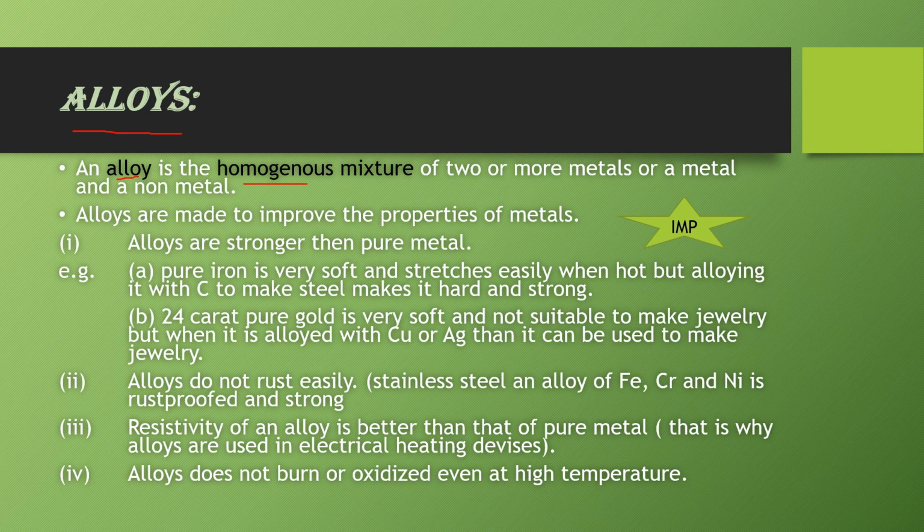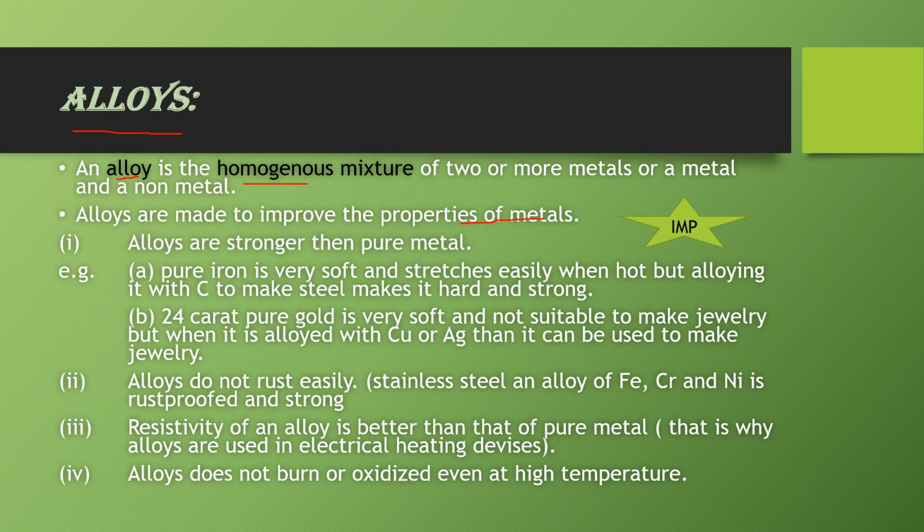To make alloys, what do we do? First we melt the metal, and in molten state we mix two or more metals and then solidify it to convert it into a homogeneous mixture. So this is the correct definition. You have to mention the word homogeneous. So this is the definition. Now alloys are made to improve the properties of metal. So again, a very important question: what are the properties of alloy which make them more useful than pure metal?